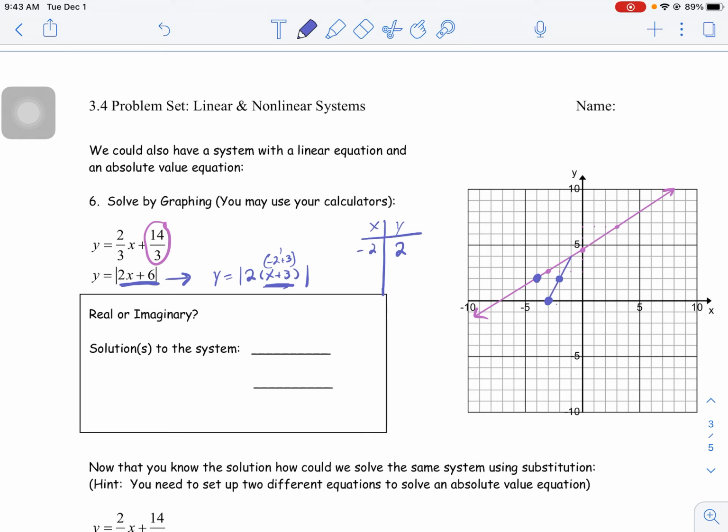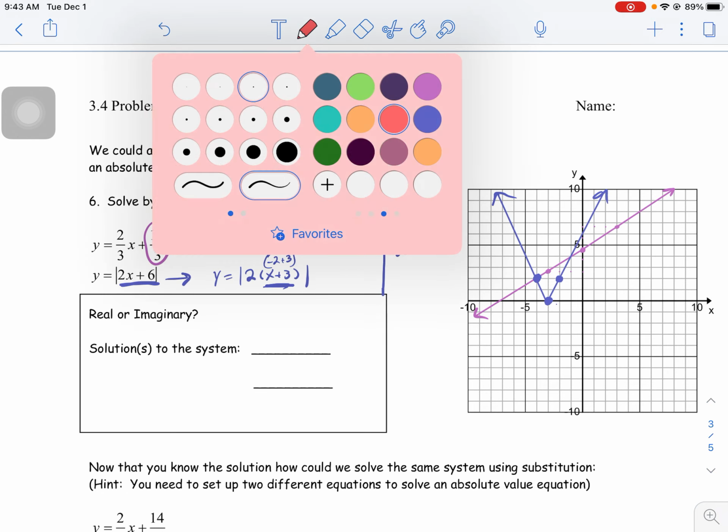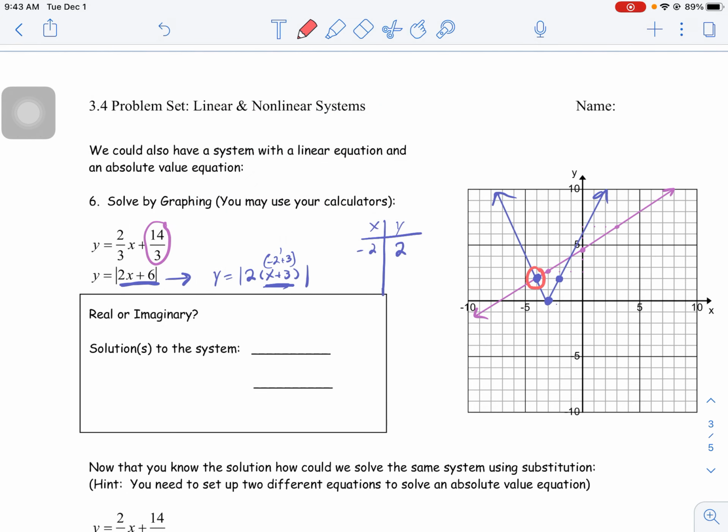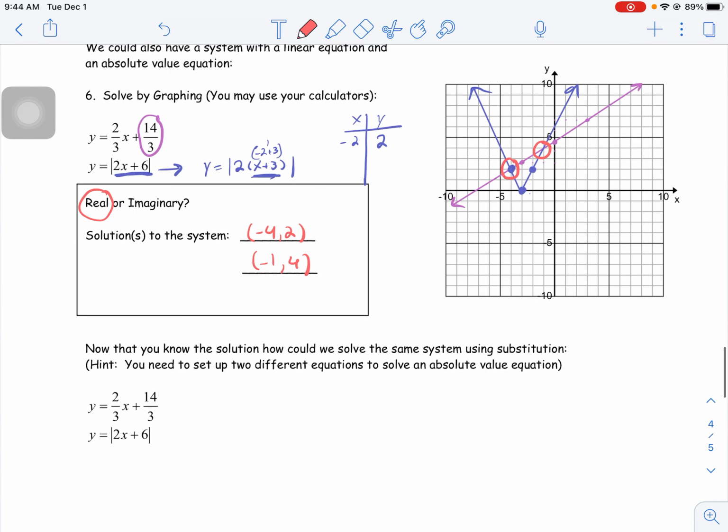Okay, so then we can draw these up. Hopefully we cross at good spots. Looks like we do, actually, so that's nice. So then we have a point here and a point right here. So that's going to be -4, +2. And then our other is -1, +4. So -1, +4 would be the other solution. And again, they're both real solutions because we actually found answers. Okay?